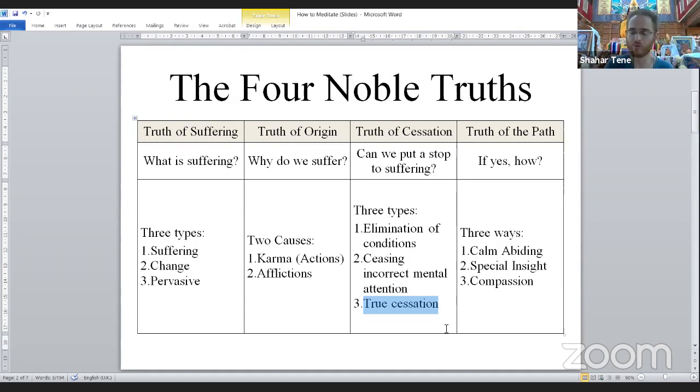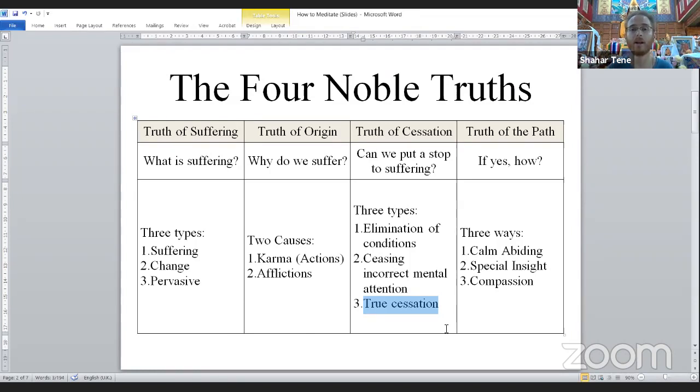Once we're able to really deprogram our mind, if you like, dehabituate our mind from that kind of disposition towards anger or attachment or whatever it might be, such that it doesn't even arise again. It doesn't even have the potential to arise again. That is what is called the true cessation.